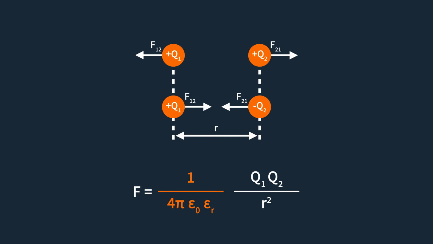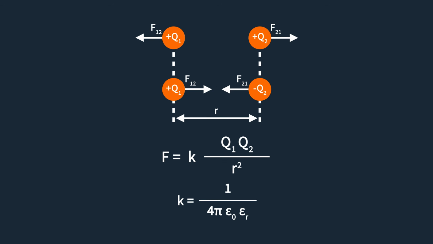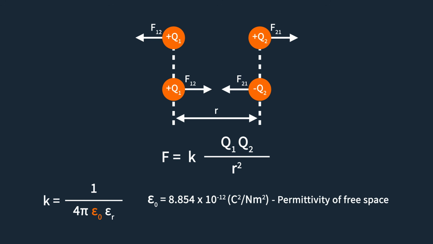Finally, the 1 over 4 pi epsilon naught times epsilon r, which is sometimes simplified into a single constant called K, or Coulomb's constant. Epsilon naught is called the permittivity of free space, and it is a constant that never changes. It tells us how electric fields behave in a vacuum.